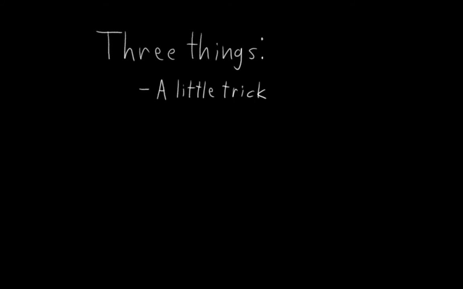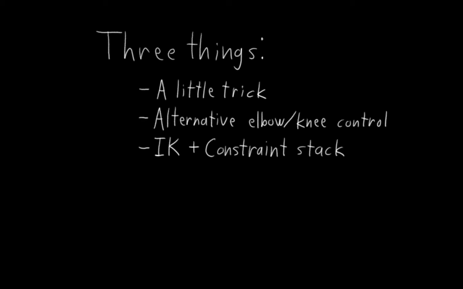The first is a clever little trick I figured out not too long ago. The second is an alternative way to control elbow and knee direction. And the third is showing the weird way that IK interacts with the constraint stack and how to work around it. So first, the trick. Remember way back in the squeegee feet tutorial, I told you to keep the knee bent in the default position? Well, now you know why. It's because the IK solver uses the initial position to determine how to make it reach the IK target. In particular, the knee will tend to bend in the direction that is already bent.